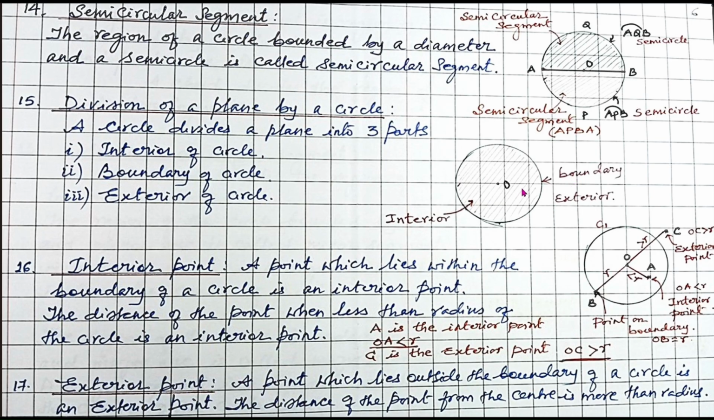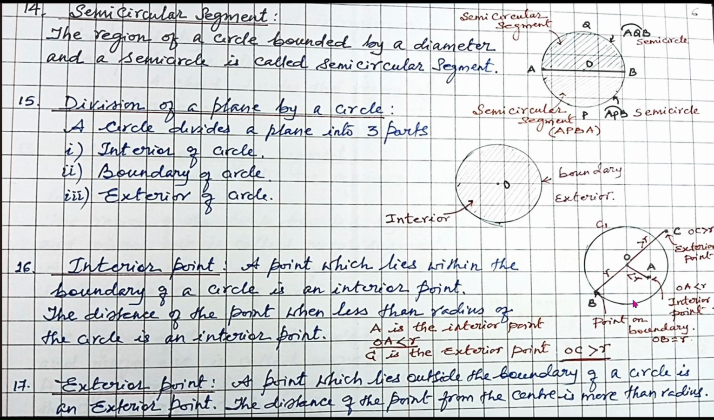And the points which lie in the interior are called interior points, those which lie outside are called exterior points, and those which lie on the boundary or the circumference are called the points on the boundary of the circle. Remember that. Now here the point A is interior to the circle. The center of the circle is interior to the circle.